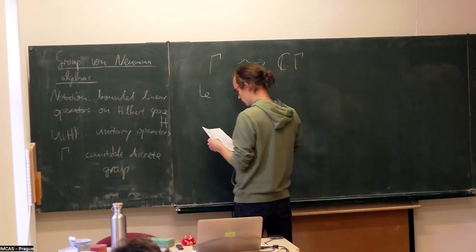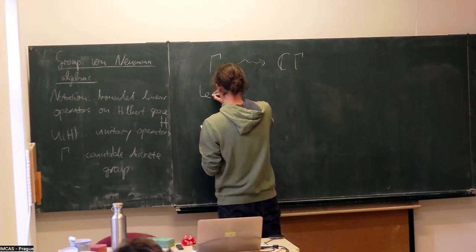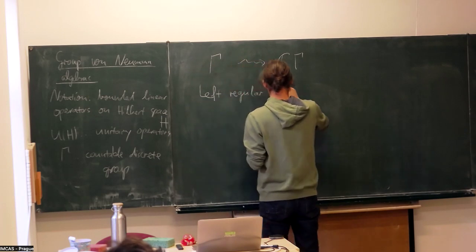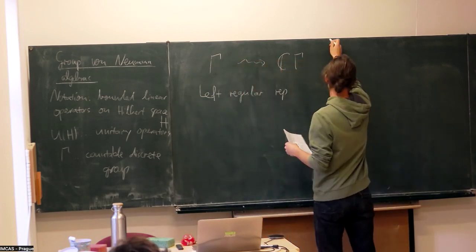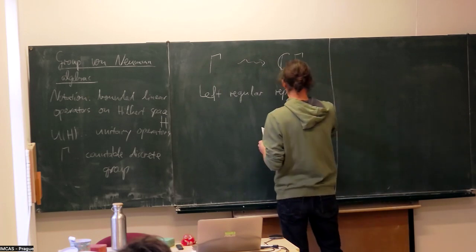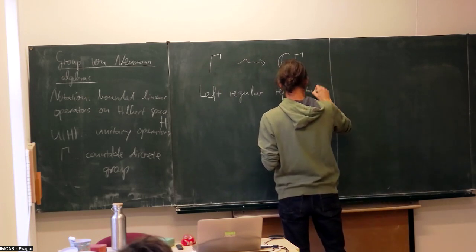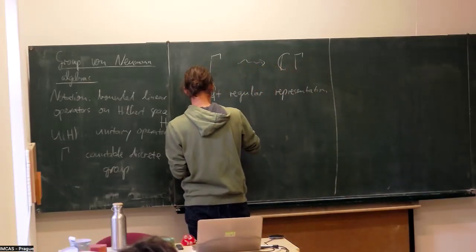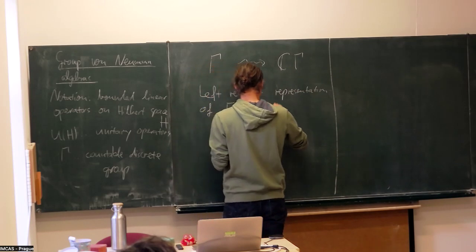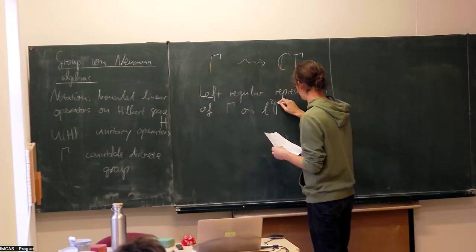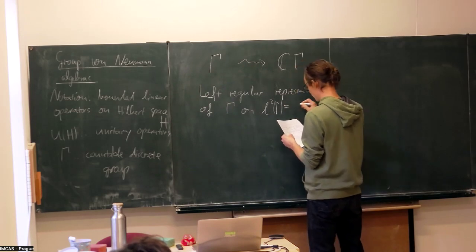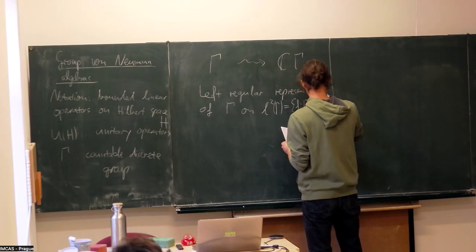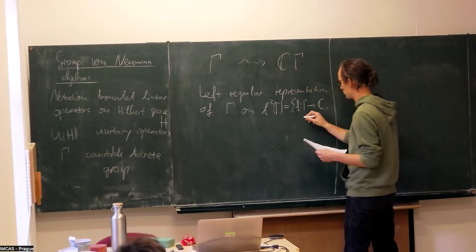So let's just do the construction. Again, gamma is a discrete group. We can consider its left regular representation of gamma on the space small l2 of gamma, which consists of functions from gamma to complex numbers which are square summable.